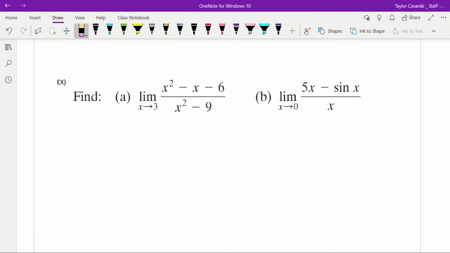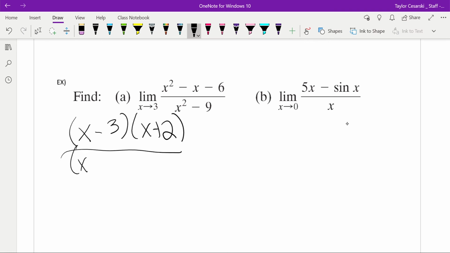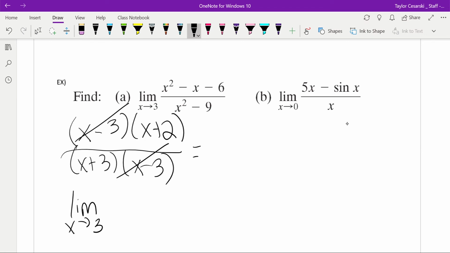So what I'm going to do is factor it, just like we ended up doing before. Always check that first: can you plug it in? And if you can, that works, move on. But I'm going to factor this. So I get x minus 3, x plus 2, and then the bottom's going to factor into x plus 3 and x minus 3. Now I can cross out my x minus 3, and I get the limit as x approaches 3 of x plus 2 over x plus 3.